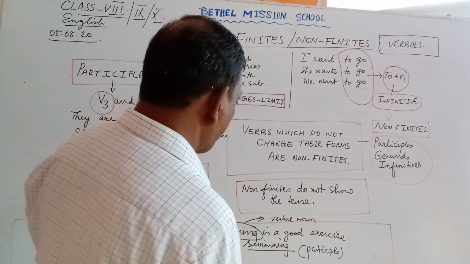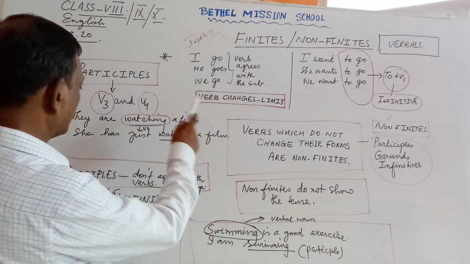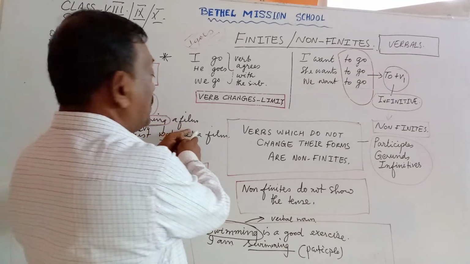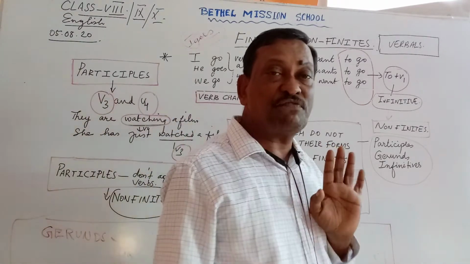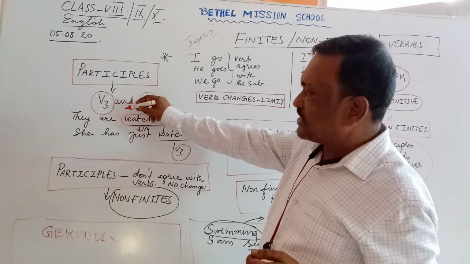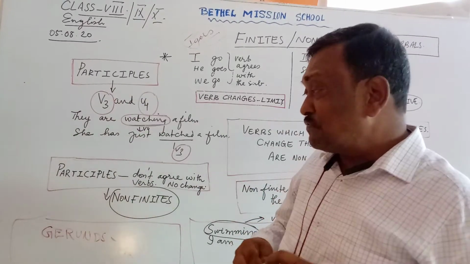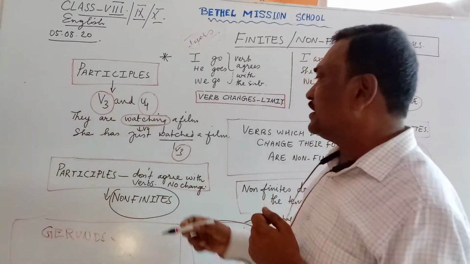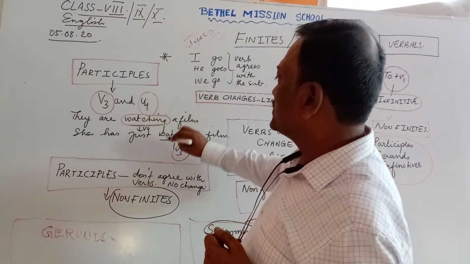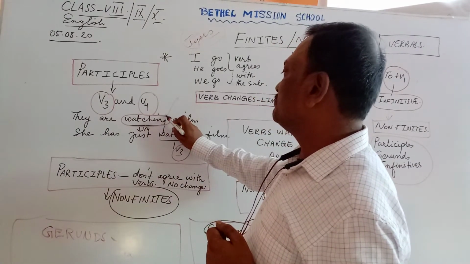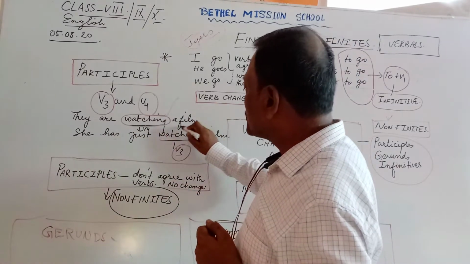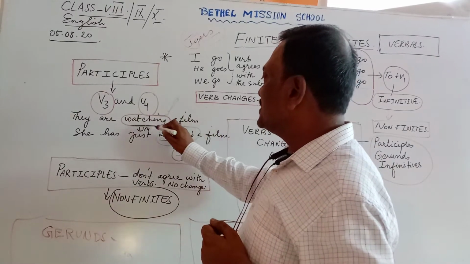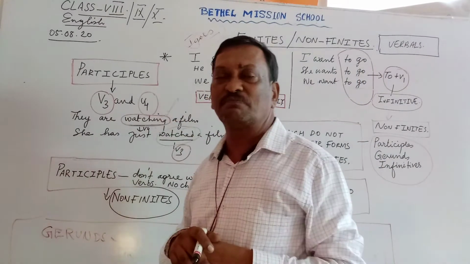Now, there is one more. Look at this. They are watching a film. She has just watched a film. Look at the two sentences very carefully. If you look at the two sentences, you will find one thing in common, that is this one. They are watching a film. She has just watched a film. So the verbs watching and watched are the verbs to be noted.